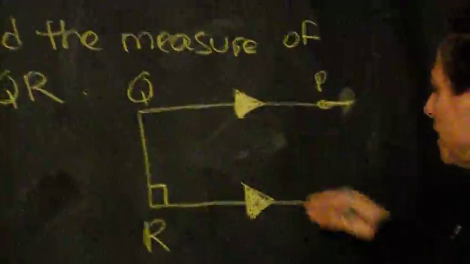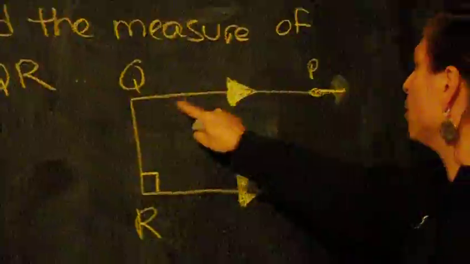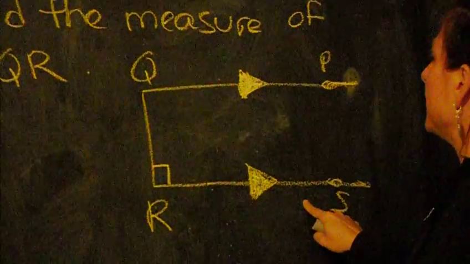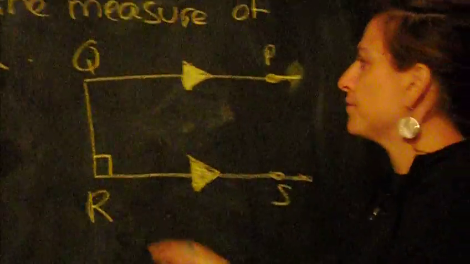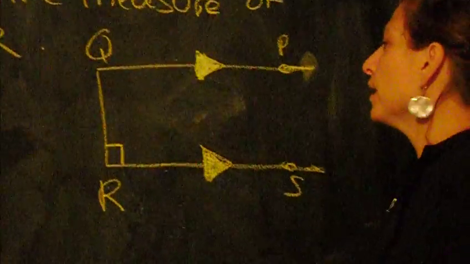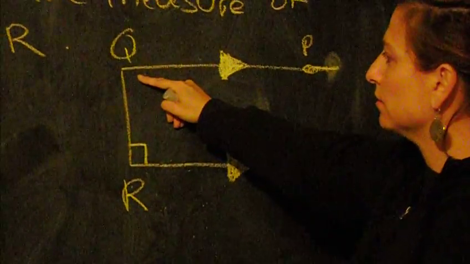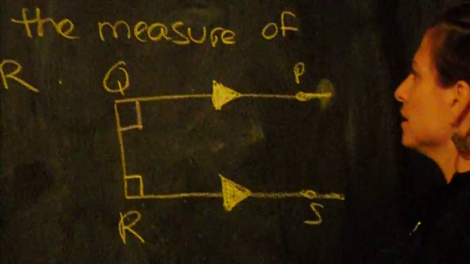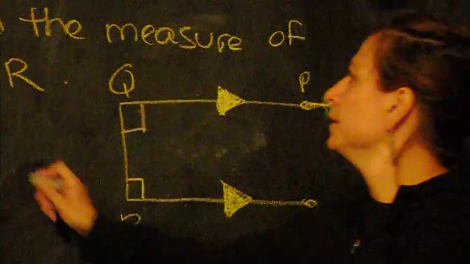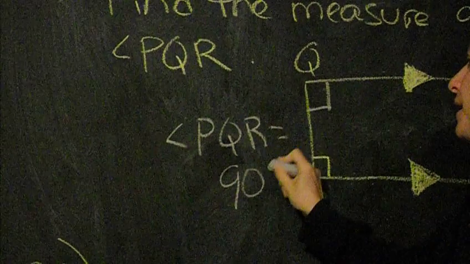So find the measure of PQR. Well, this diagram tells us that QP is parallel to RS. If those two are parallel, and QR is a transversal and it's 90 degrees, well, if we know that this is 90 degrees and same side interior angles are supplementary, then we're also going to know that that's 90 degrees. So the measure of PQR equals 90 degrees.